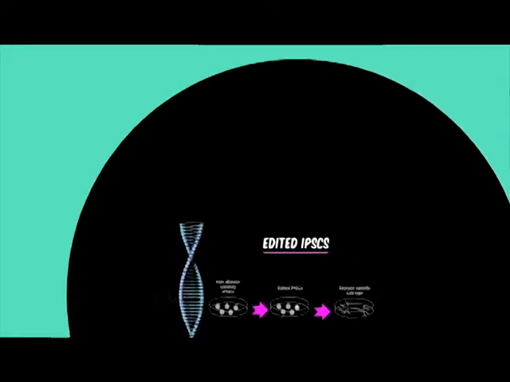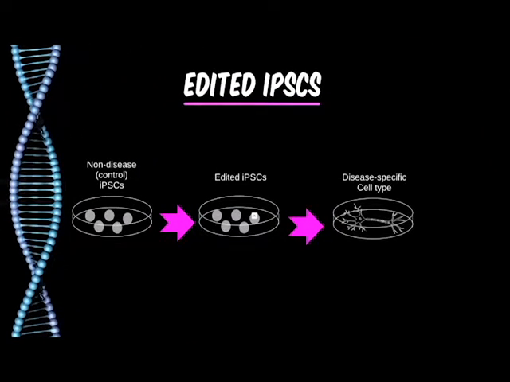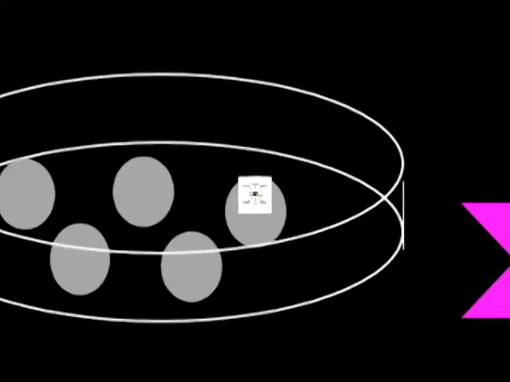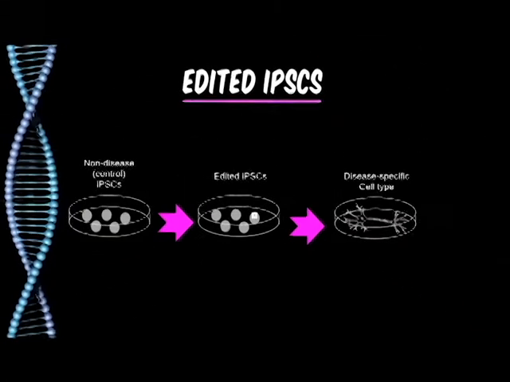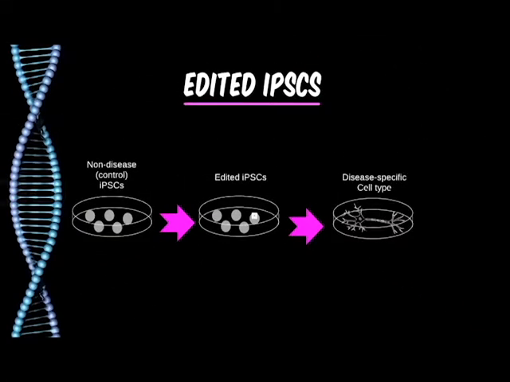Another way that iPSCs can be used is to take skin or blood cells from someone without any known diseases and then edit them using gene editing technologies such as CRISPR. This can be used to knock out a gene, to repress a gene, or activate one, or to insert a specific mutation. Once we have the edited iPSCs, we can turn them again into the disease-specific cell types to study the disease in a dish.